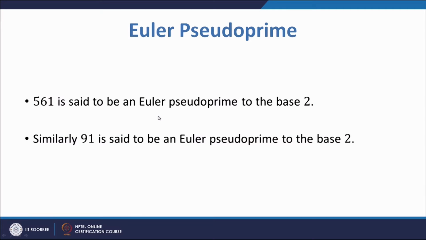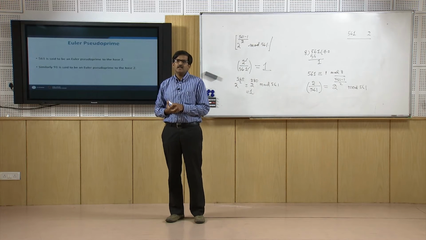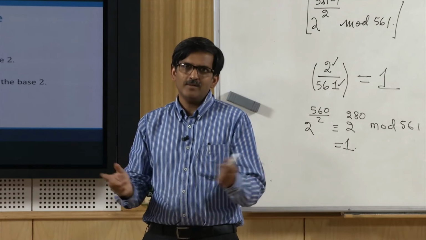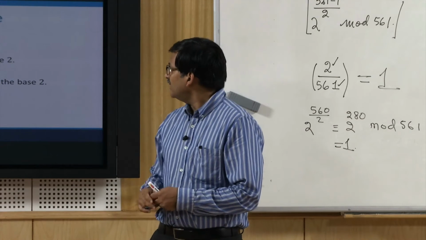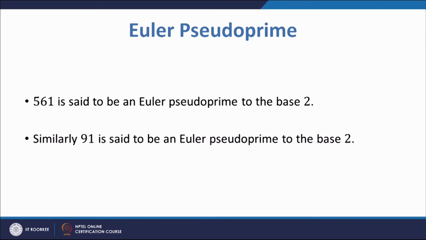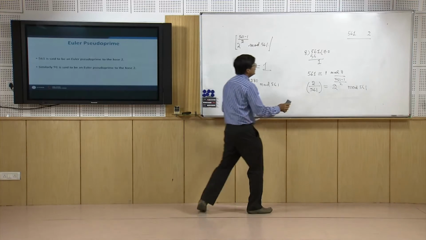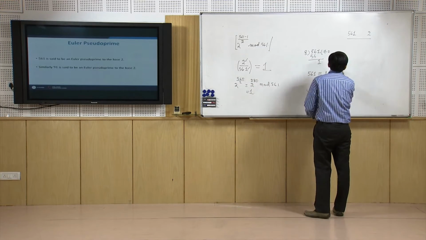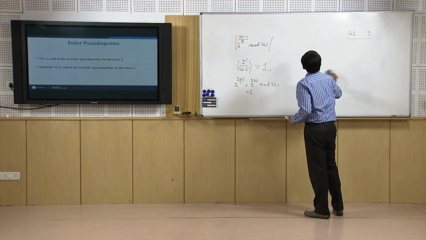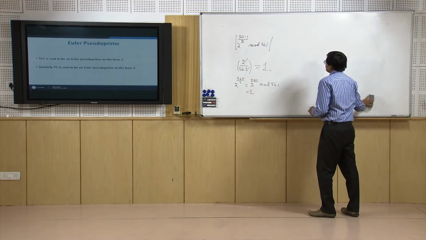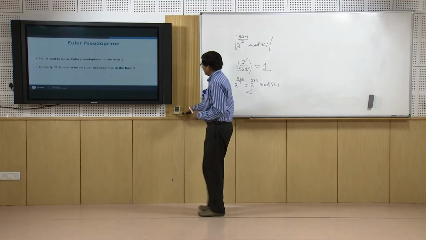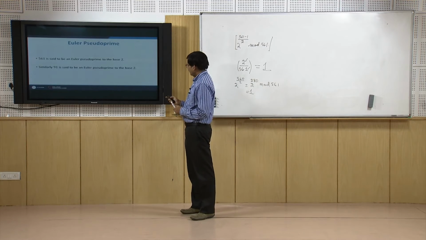We have seen during our lectures that there is another pair, 91. Here again 91 is not an Euler pseudo prime to base 2; it is base 10, it should be written as 10. So, similarly we have seen during our lectures that 91 is an Euler pseudo prime to base 10.